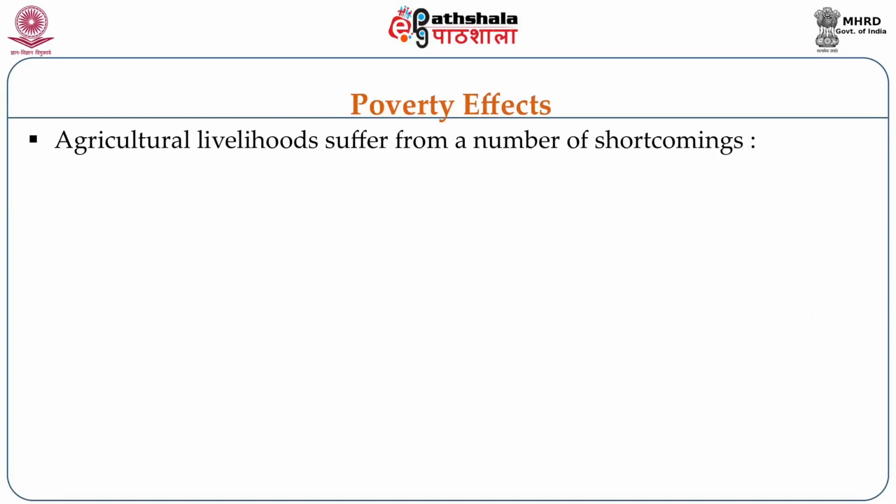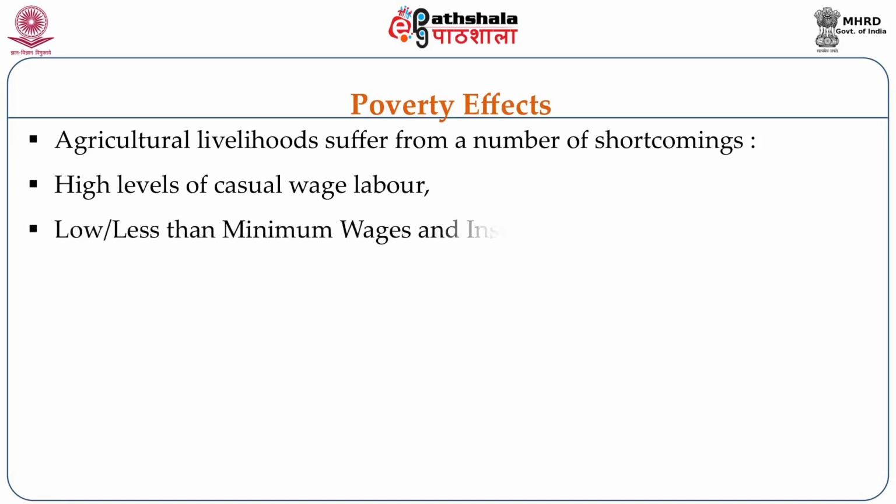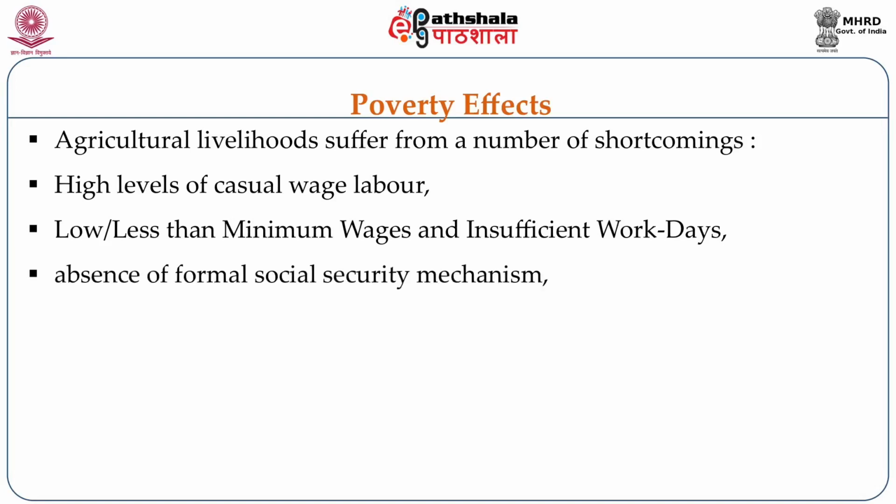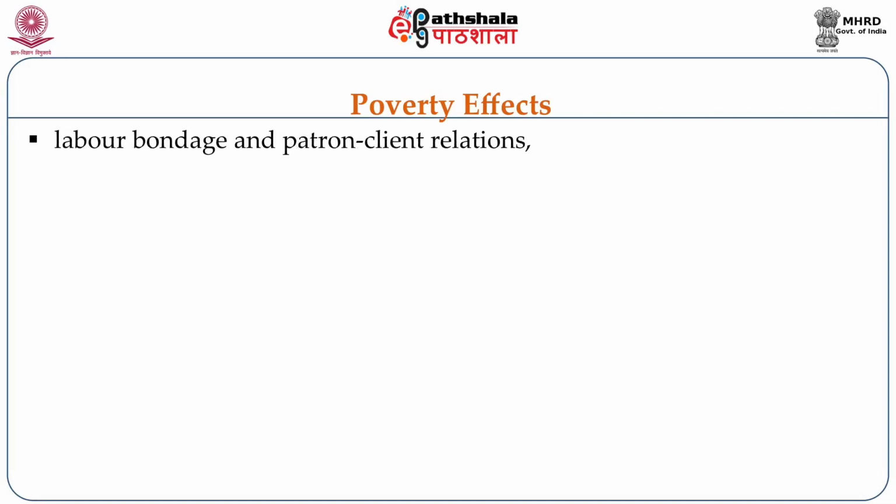Agricultural livelihoods, however, suffer from a large number of shortcomings in the present context. There are high levels of casual wage labor, which means, if you remember our module on informal work, these are not very secure sources of employment. The stream of income from such employment is very irregular and very low. There are low and less than minimum wages and insufficient work days, and an absence of formal social security mechanisms. Agricultural workers are not covered very well under any labor laws in the country.